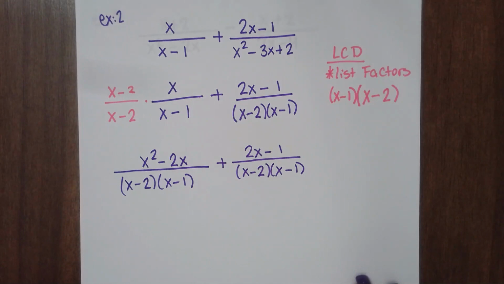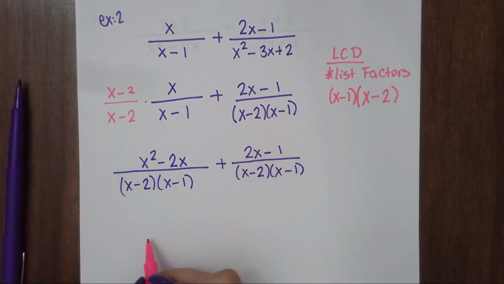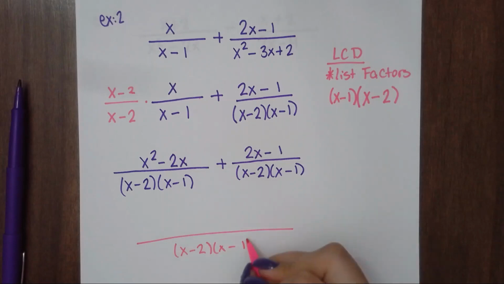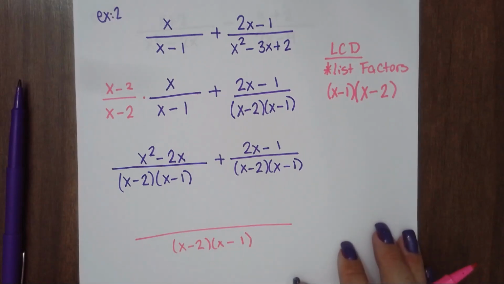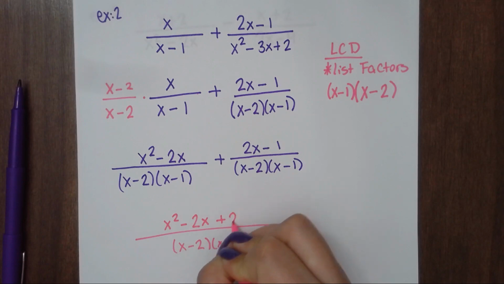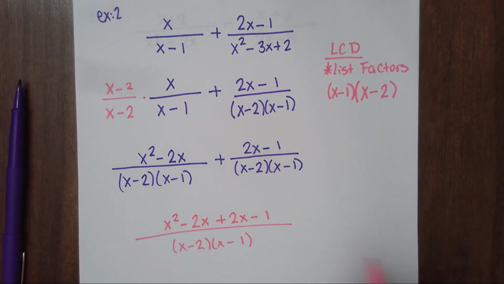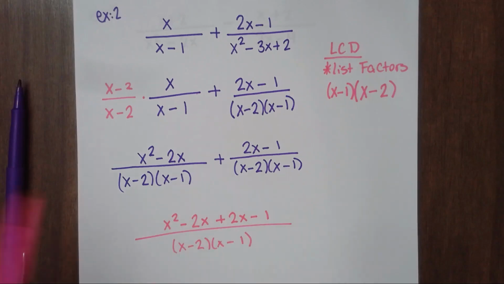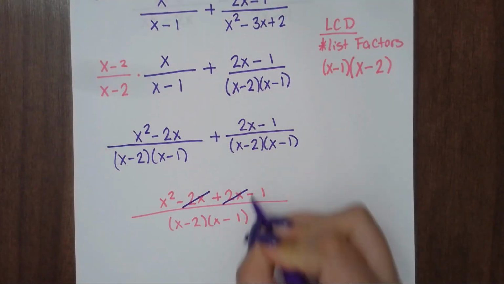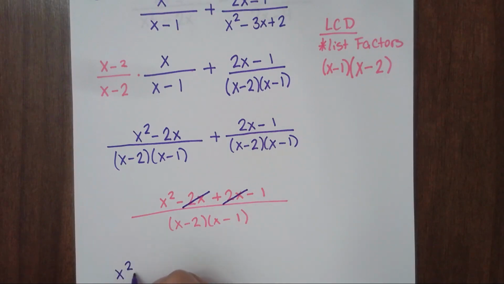Now I'm ready to combine my fractions because I have common denominators. So if I combine my fractions, I get x minus 2 times x minus 1 as my denominator for the one fraction, and my numerators get added together. And because it's addition, I don't have to distribute anything, so I can just list everything. My numerator from the first was x squared minus 2x, that went here. From the second was 2x minus 1, that went here. And now we can combine like terms. In this case, my like terms are negative 2x and 2x, those will cancel. And in my fraction, I have x squared minus 1 over x minus 2 times x minus 1.